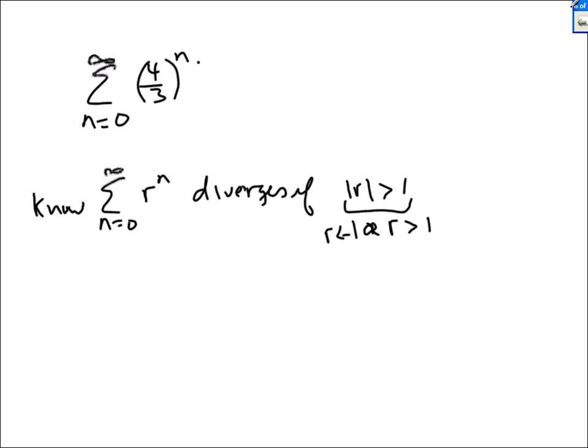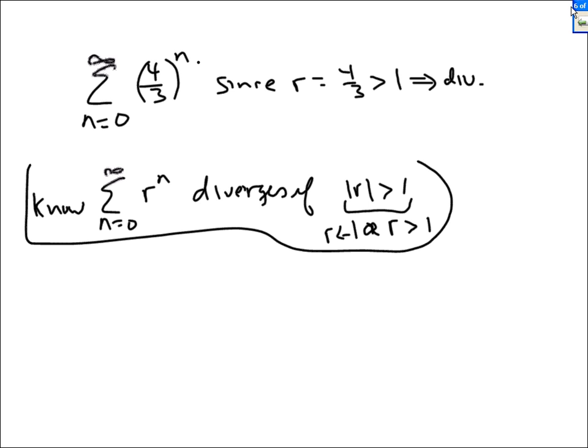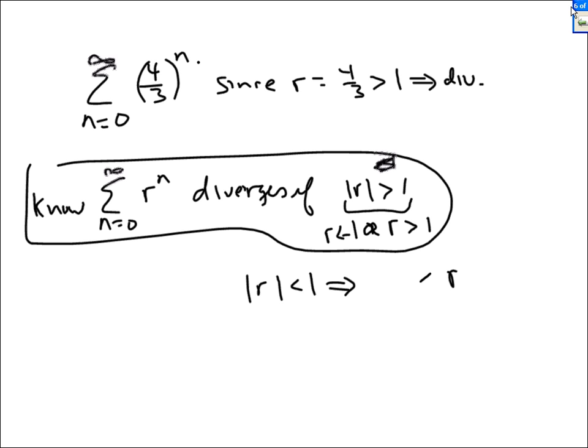Since r is 4/3, which is bigger than 1, that implies it diverges by this rule right here. We know it converges if the absolute value of r is less than 1. What does it mean that the absolute value of r is less than 1? This means that r is between negative 1 and positive 1.